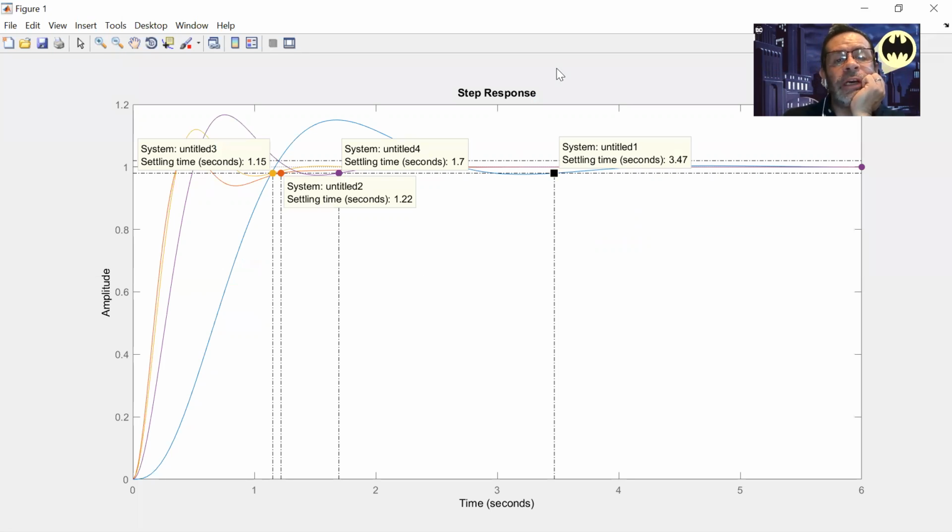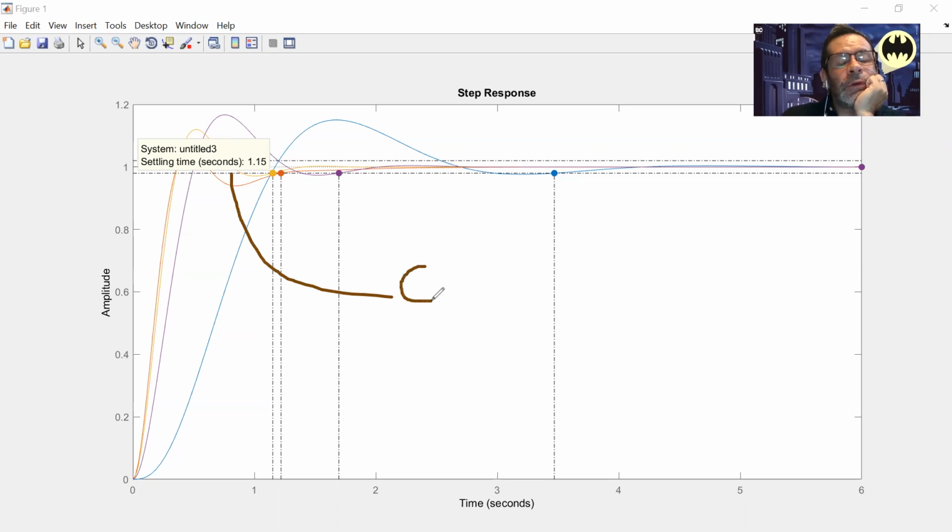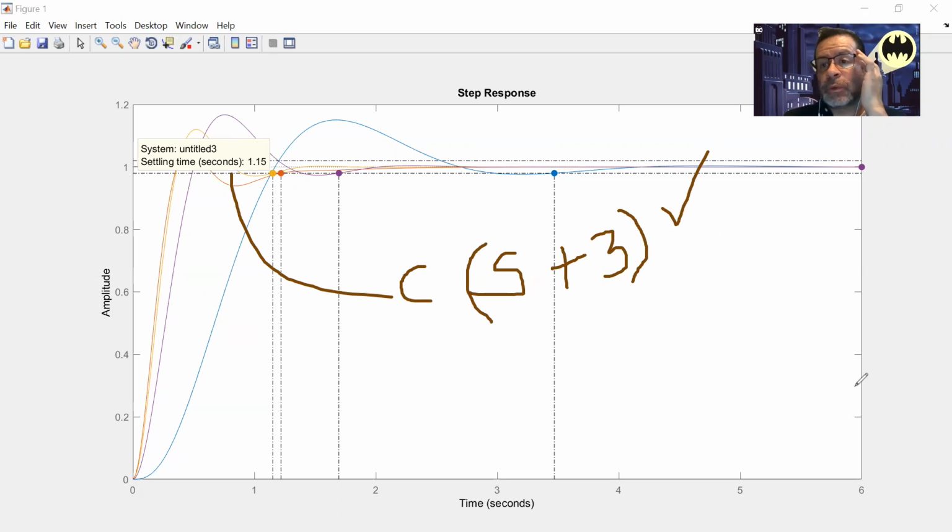This system here, I'm going to erase the other ones. This one here, which is compensator C, which was for S plus 3, or rather we're adding the zero at 3. This is the one that complies with what we were looking for. Okay.